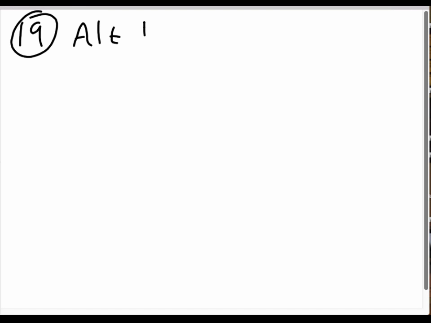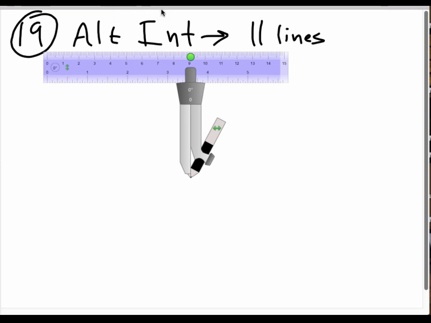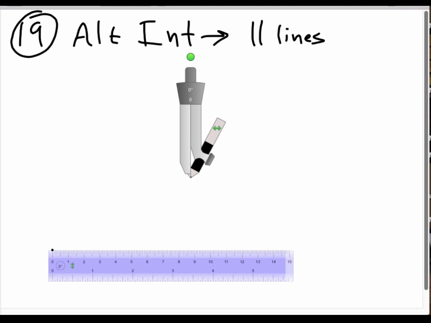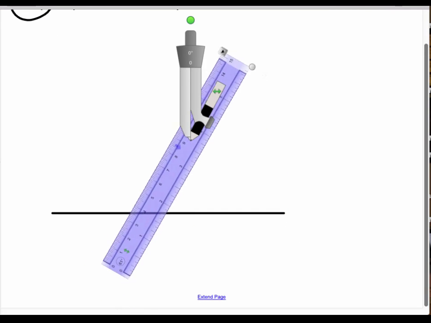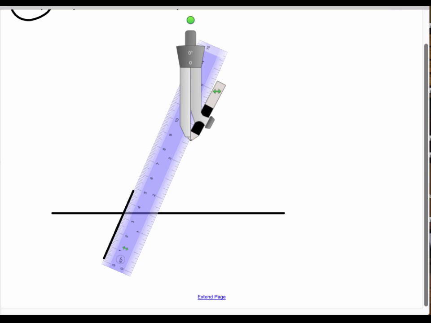Remember that if you have alternate interior angles, that kind of proves parallel lines. So what they're saying is draw an angle. I'm going to get a straight edge and a compass, and I'm just going to draw this line. You guys got to make that noise too. Okay, good. I know you guys are doing it. All right, good. Draw a transversal.